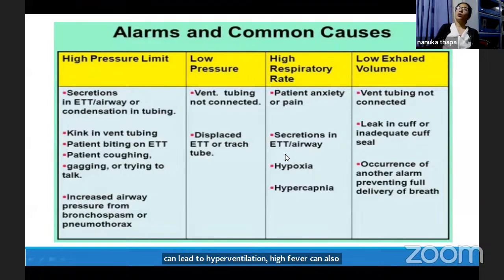The last one is low exhaled volume. Any disconnection or leak can lead to low exhalation volume alarms. Occurrence of another alarm can also happen together, for example when the patient has bronchospasm where sufficient tidal volume is not being delivered. So we can see a combination of high pressure limit and low exhaled volume.